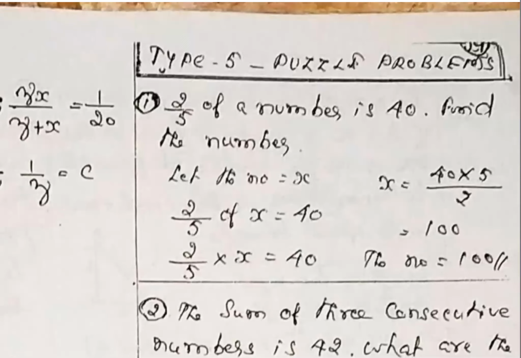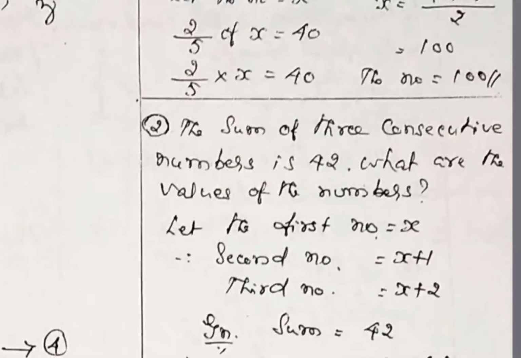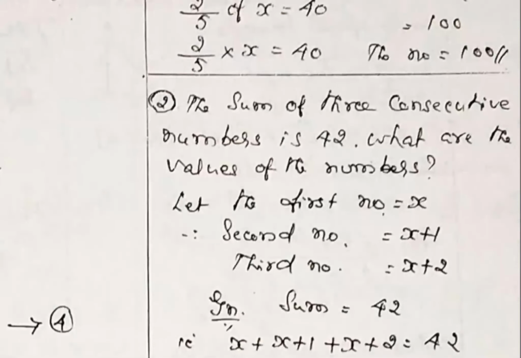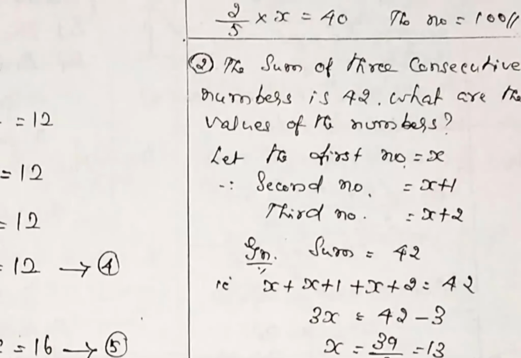You assume, let the number be x. Then form the equation: 2/5 of a number. A number means x, equal to 40. So when 2/5 of is coming in between numbers, it means multiply by x. So 2/5 into x is equal to 40. So from that, x you will get 100. So only the equation you have to form. Solving is the fourth type problem only. Once the equation is formed, it means fourth type.